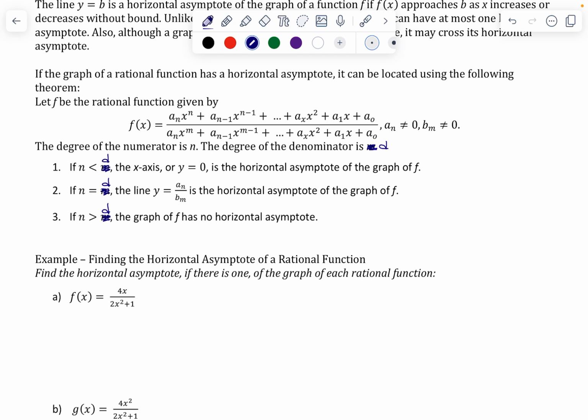So our first one says that if the degree of the numerator is less than the degree of the denominator, the x-axis, or y equals 0, is the horizontal asymptote. If the degree of the numerator equals the degree of the denominator, then the line y equals a sub n over b sub m is the horizontal asymptote of the graph. All this is talking about is we're looking at the leading coefficients.